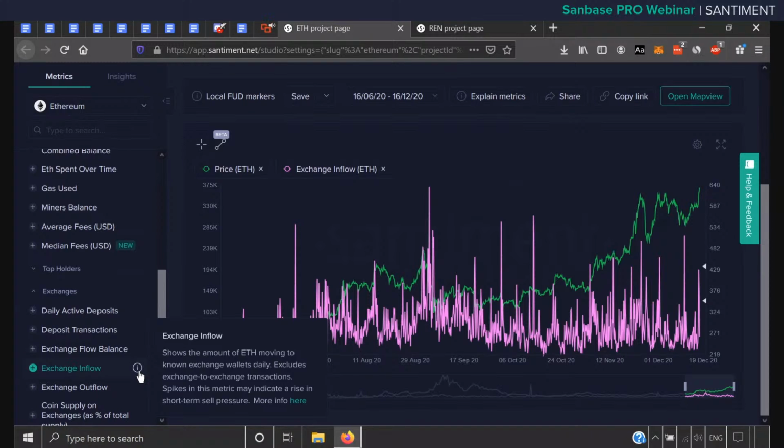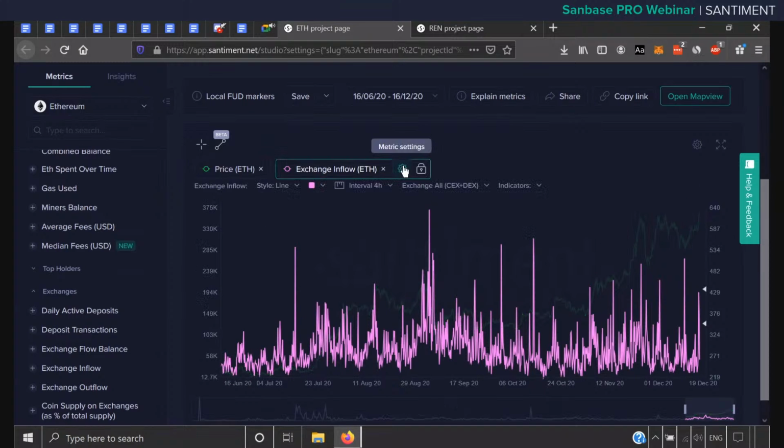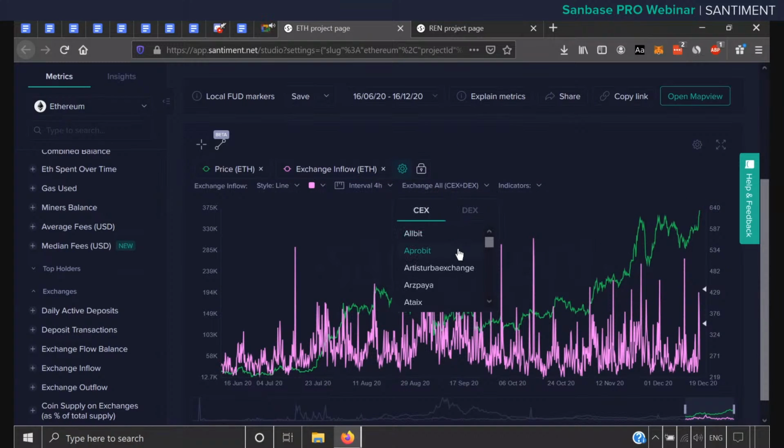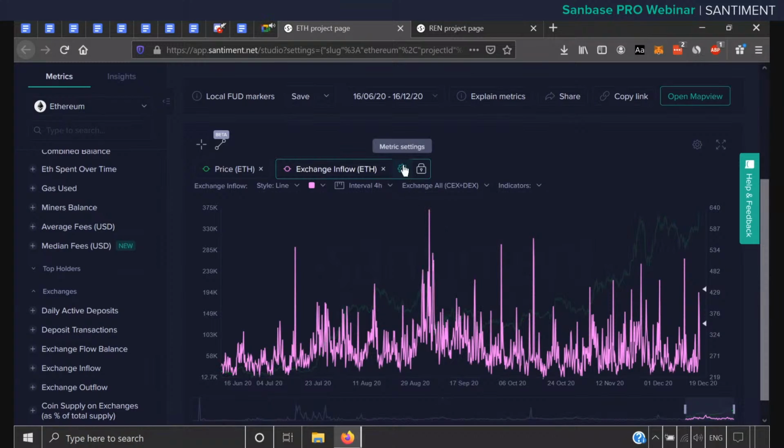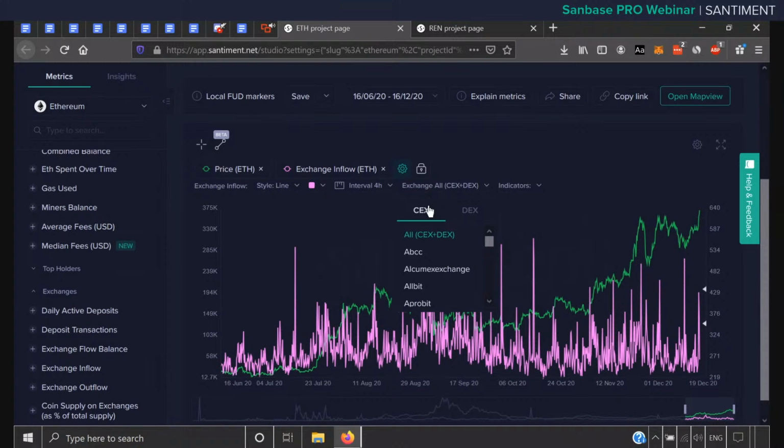And one additional point to mention here is that we have just recently also added support for Coinbase wallets in this particular metric. So not only can you look at the total exchange inflow or outflow, in this case the total amount of Ethereum being moved to all exchanges, including centralized and decentralized exchanges, you can also do more granular analysis by clicking on metric settings here, then selecting exchanges, and then picking a particular exchange that you would like to see.